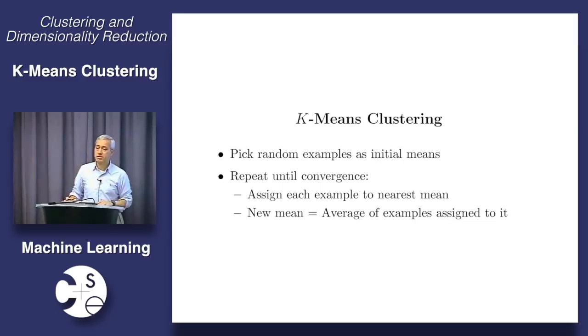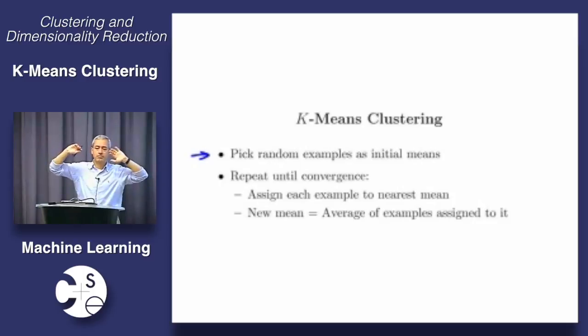It's a very simple idea. You can program it in half an hour, right? First of all, you just pick random examples as your initial means, right? So k-means clustering, at least in its basic form, is an algorithm for clustering numeric examples, right? So you're in R^n, and my goal is to find k means. Each cluster is going to be represented by a mean of some set of the points, okay? So I'm looking for k means.